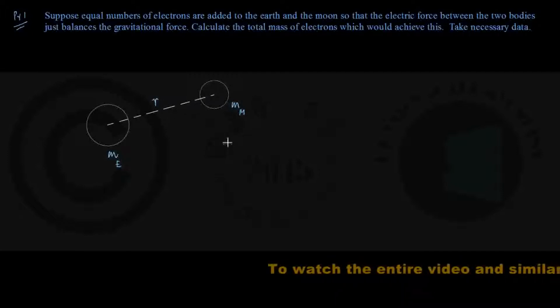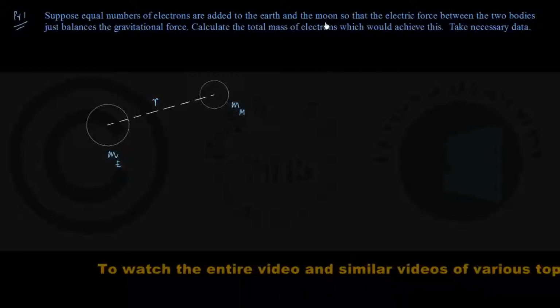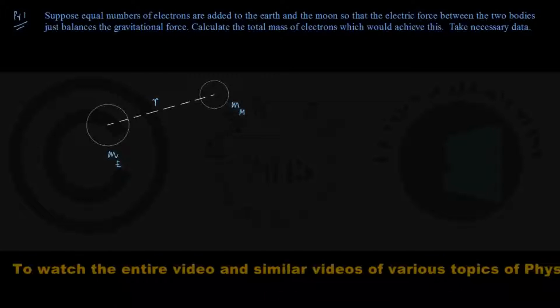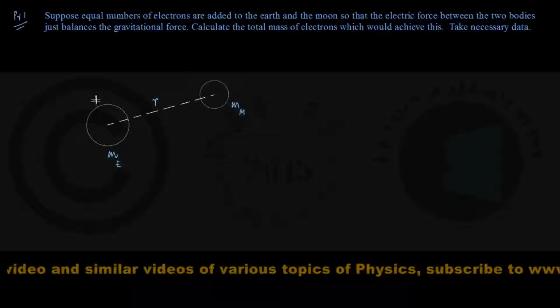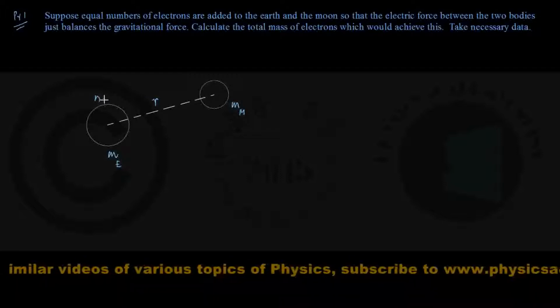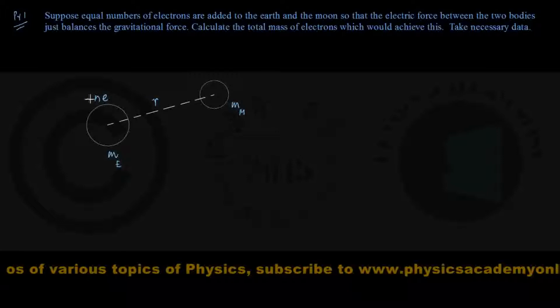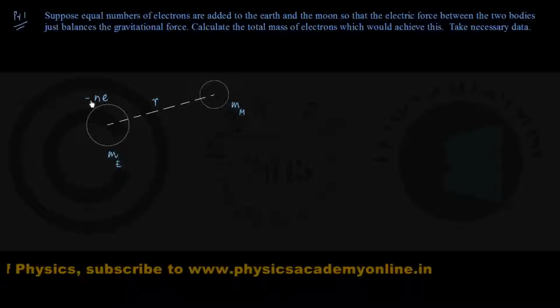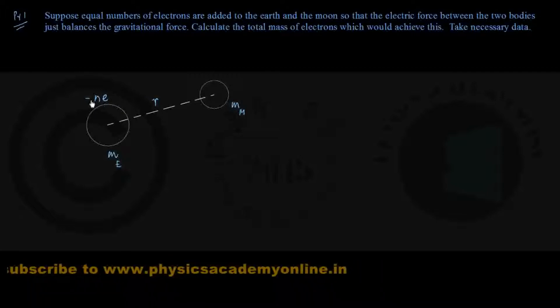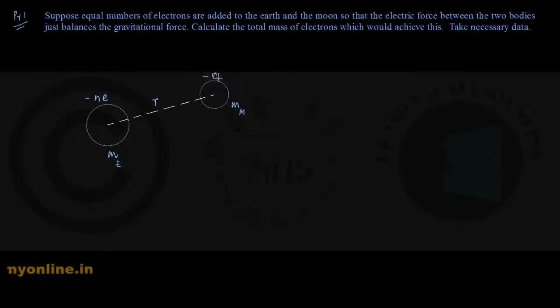And they are telling equal number of electrons are added to the Earth and the Moon so that the force balances. So let's assume that number of electrons on the Earth given is N. So total charge is coming out to be minus N e, because these electrons have got charge of magnitude e and the charge is taken to be negative actually by convention. And if N electrons are there on either of them, the charge on either the Moon or the Earth is minus N e, where of course N and e are both positive values.